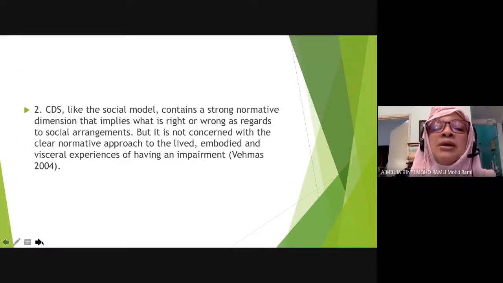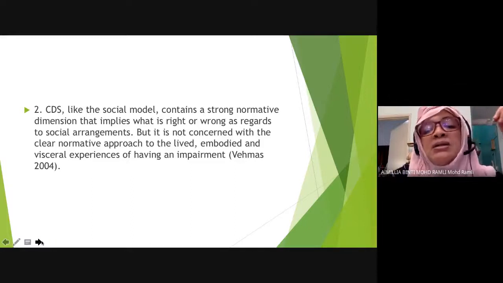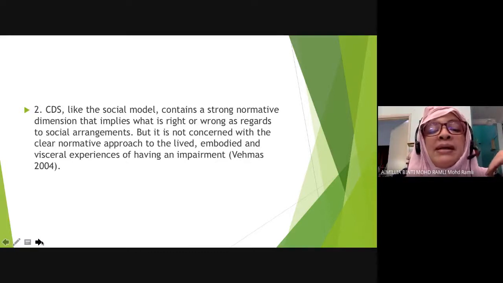CDS, like the social model, contains a strong normative dimension that implies what is right or wrong with regard to social arrangements. But it is not concerned with the clear normative approach to the lived, embodied, and discovered experiences of having an impairment.